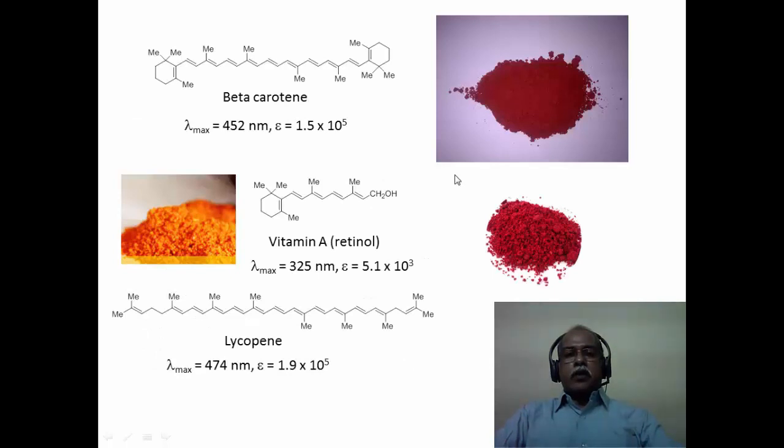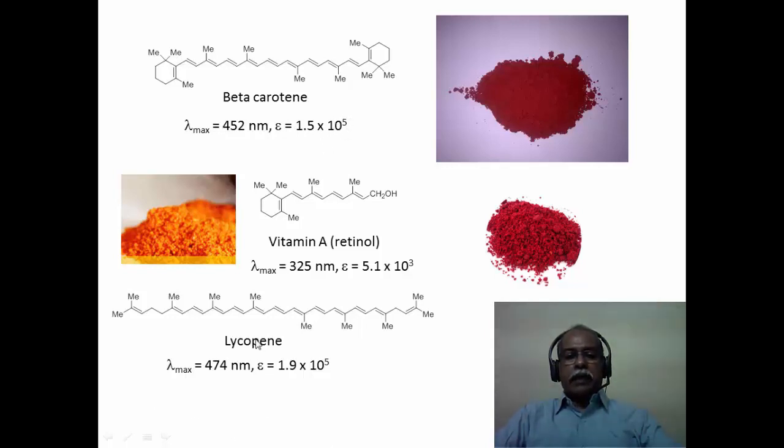The effect is so much so that one can actually see in dyes like beta carotene, which has 11 conjugated double bonds, all of them transoid with respect to each other, for example. And this is available as a coloring substance in carrots, for example, and has an absorption maximum at 452 with an epsilon as high as 1.5 times 10 to the power 5. In other words, it is a highly intense color, which is what is represented by the epsilon of 10 to the power 5 extinction coefficient.